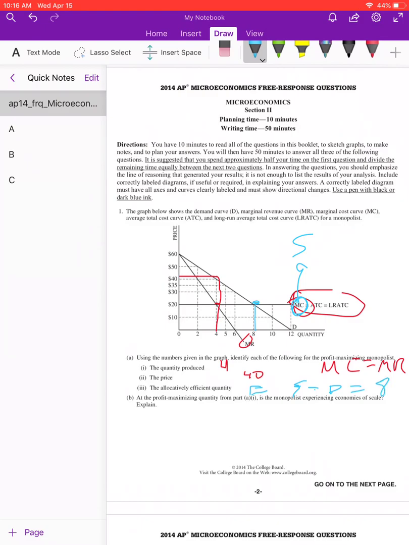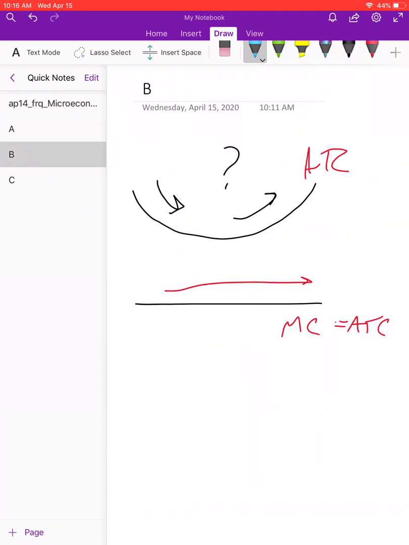All right. Letter B. At the profit maximizing quantity, is this monopolist experiencing economies of scale, and then explain, please. So let's take a look at letter B then. Now, for the record, we already said this is what we call constant cost monopoly, so I'm going to bring you over to this page and remind you of a couple things here.